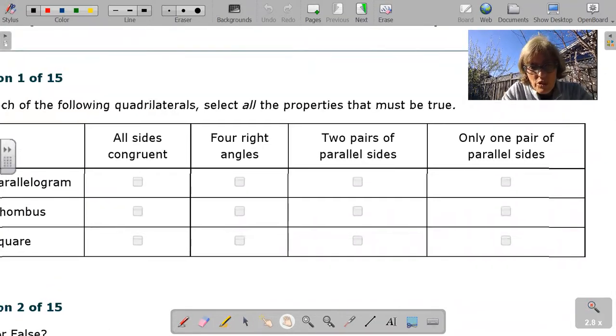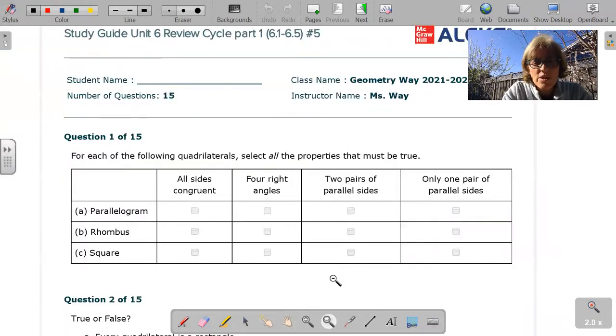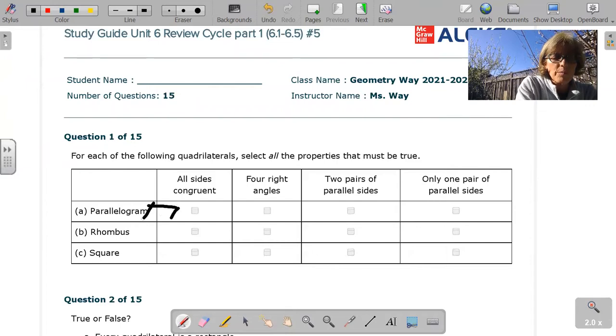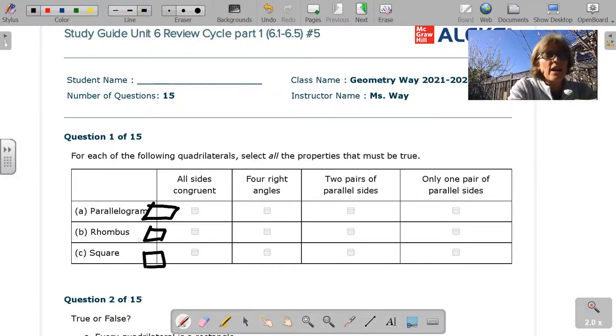Coming here for this question, the best way to actually answer this is to take the time and draw this. So if we have a parallelogram, draw a parallelogram. Rhombus, draw a rhombus. Square, draw a square. And then you answer the questions. So all sides congruent, that's not the case with the parallelogram. 4 right angles, nope. 2 pairs of parallel sides, yes.